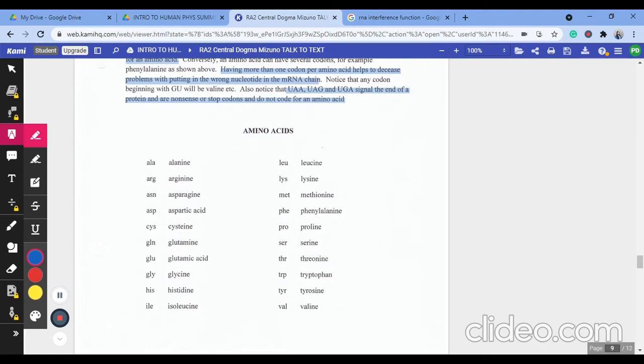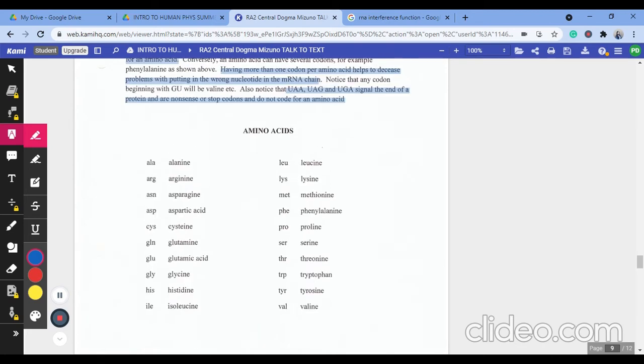So basically, these are amino acids. ALA is alanine, ARG is arginine, ASN is asparagine, ASP is aspartic acid, CYS is cysteine, GLN is glutamine, GLU is glutamic acid, GLY is glycine, HIS is histidine, ILE is isoleucine, LEU is leucine, LYS is lysine, MET is methionine, PHE is phenylalanine, PRO is proline, SER is serine, THR is threonine, TRP is tryptophan, TYR is tyrosine, VAL is valine.